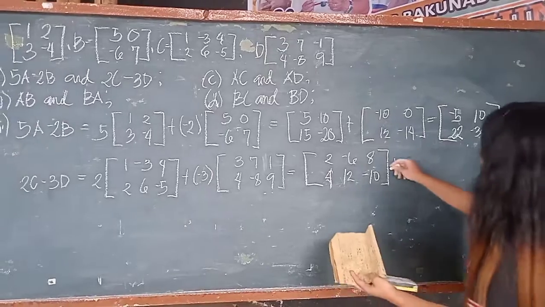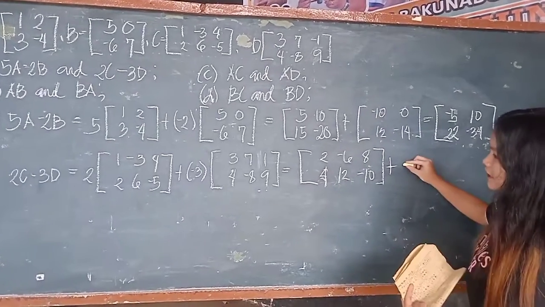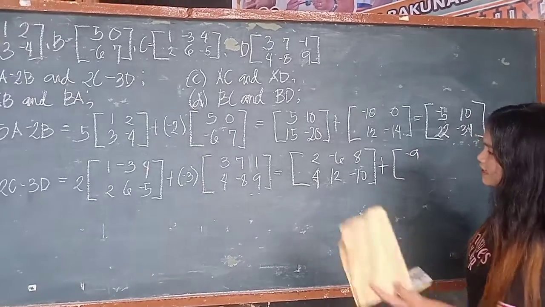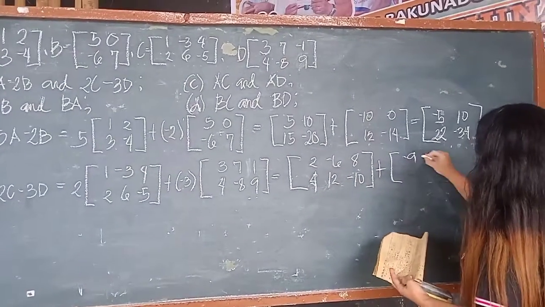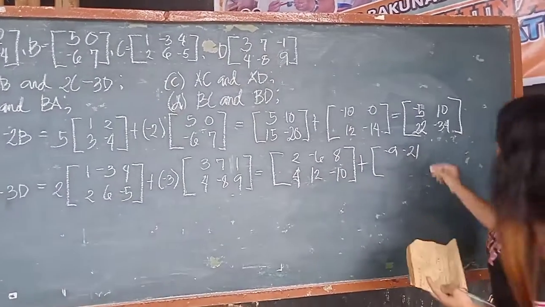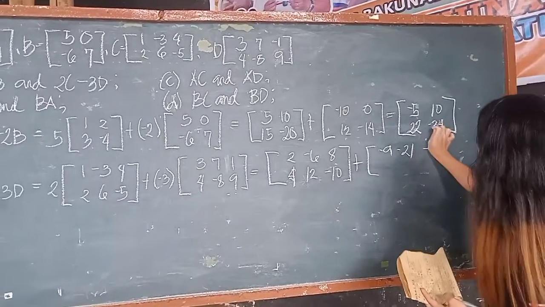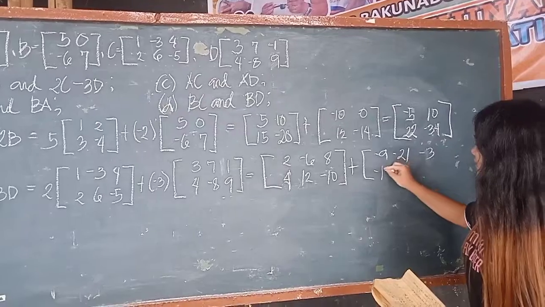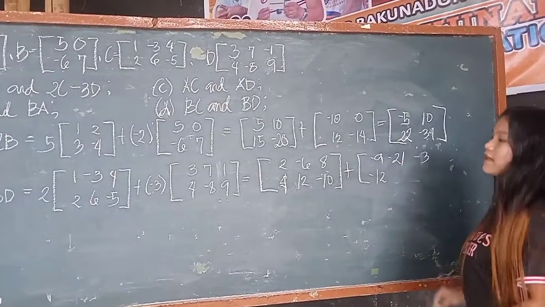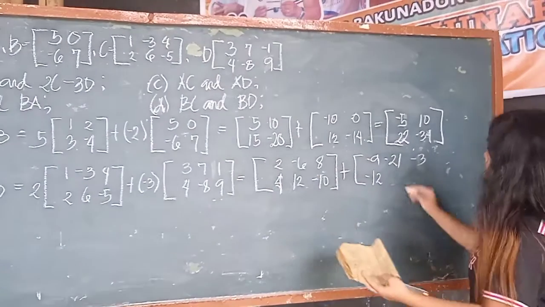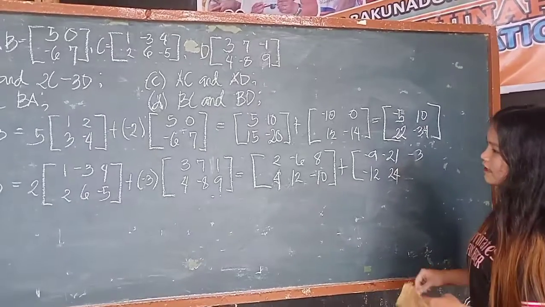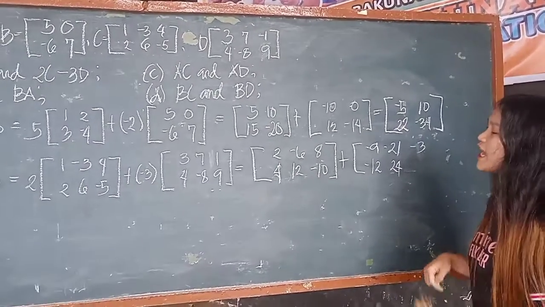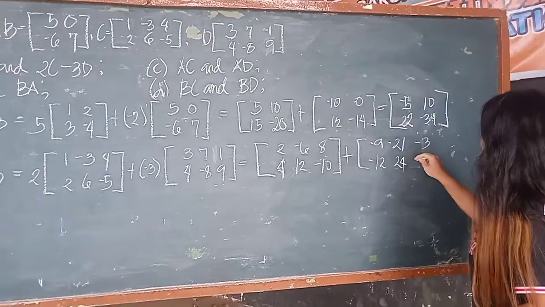Then for 3D. Negative 3 times 3 is equal to negative 9. And negative 3 times 7 equals negative 21. And negative 3 times 1 is equal to negative 3. And negative 3 times 4 is equal to negative 12. And negative 3 times negative 8 becomes 24, because negative times negative equals positive. So it is positive 24. And negative 3 times 9 becomes negative 27.